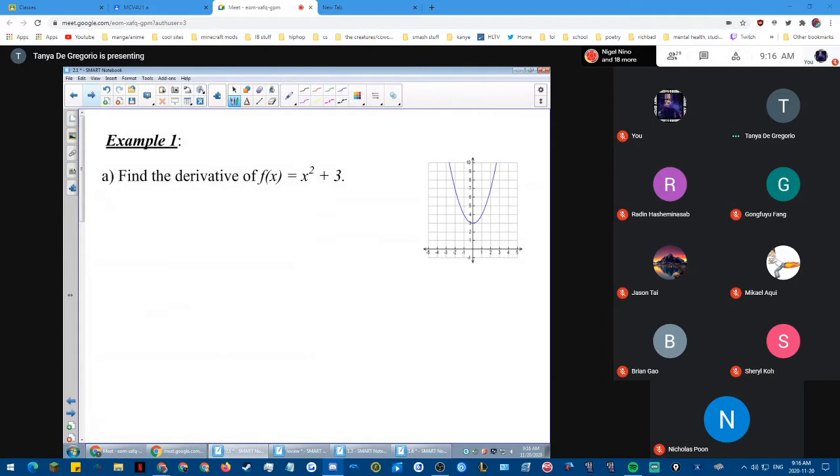Example 1. Find the derivative of f of x equals x squared plus 3. Notice it doesn't say at this point or at another point. They want to know the slope in general. So I say f prime of x equals, that's my derivative, the limit as h approaches 0, and I'm going to write out the formula. It's the exact same formula we learned previously, but we're using x instead of a because we're not subbing in.